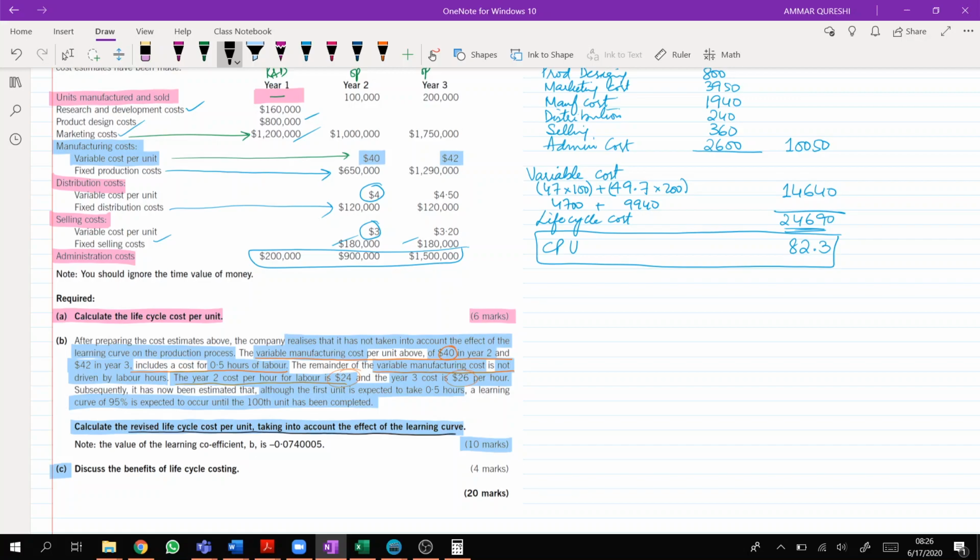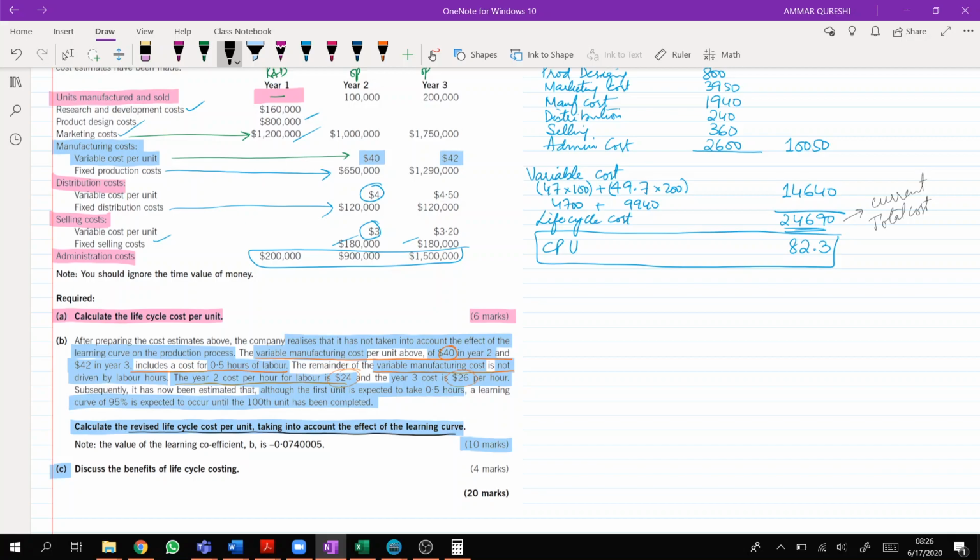See, the situation is simple. This is the complete cost of the product, right? This 24690 is the current total cost, and in this current cost there is an issue of labor cost. So we will try to calculate the correct version of labor cost, and then we can plug in that cost in the overall life cycle cost of the product. So this is basically what we need to do.